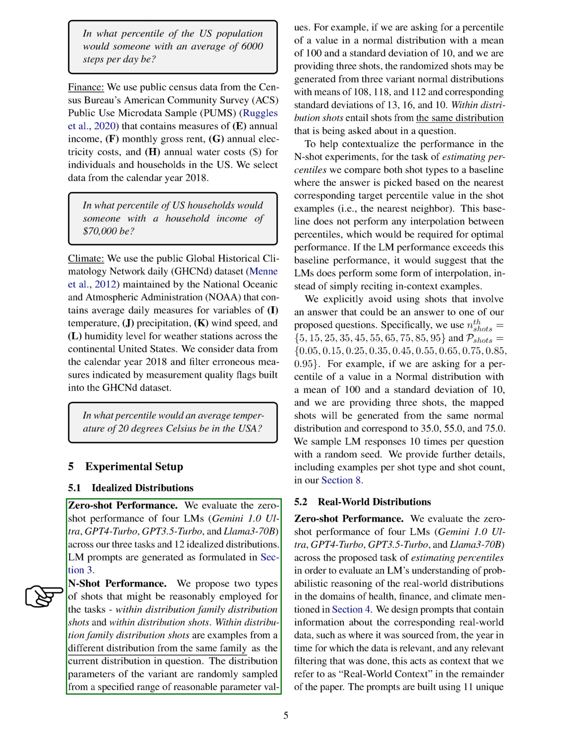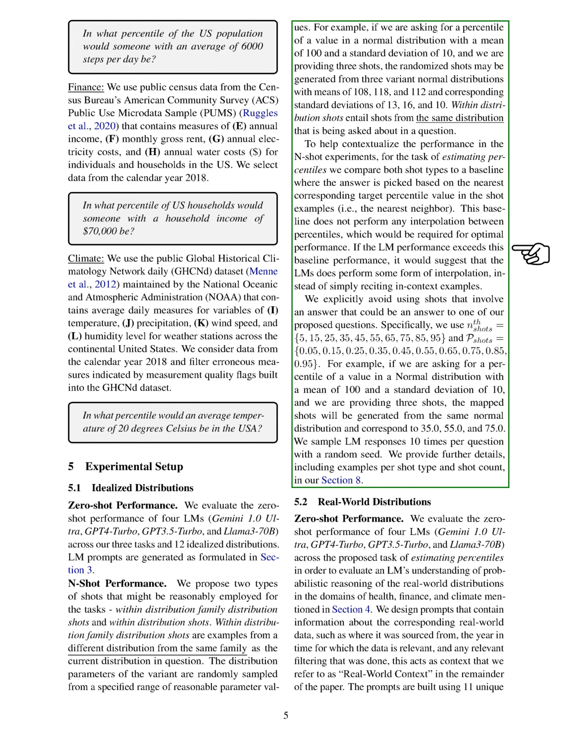The former involves examples from a different distribution within the same family as the current distribution. The latter includes examples from the same distribution being queried. To understand the language model's performance in few-shot experiments, we compare their responses to a baseline where the answer is chosen based on the nearest target percentile value in the shot examples. This baseline does not interpolate between percentiles.